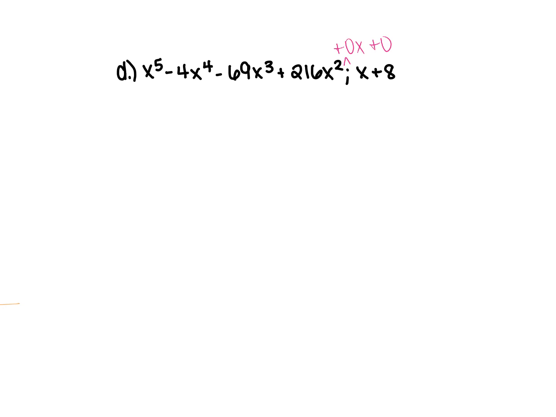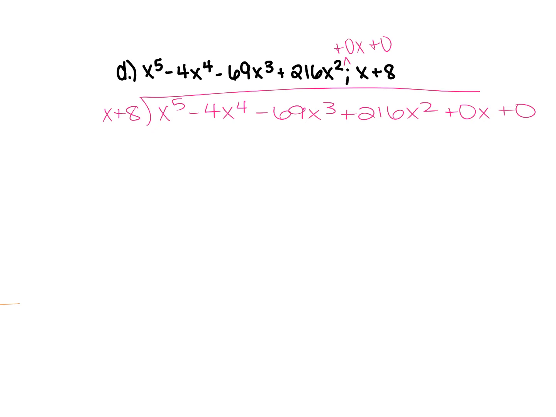So this is going to get rewritten as x plus 8 on the outside. On the inside, you're going to have x to the 5th power minus 4x to the 4th power minus 69x cubed plus 216x squared plus 0x plus 0. So we ask ourselves, x times what is x to the 5th power? That's x to the 4th power. So that's going to give us x to the 5th power plus 8x to the 4th power.